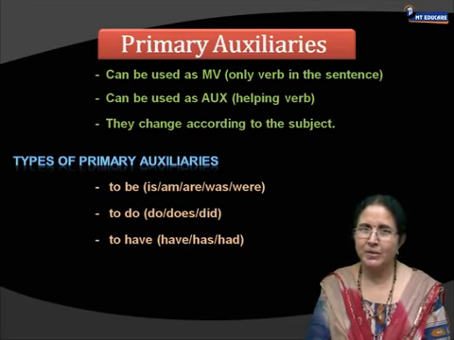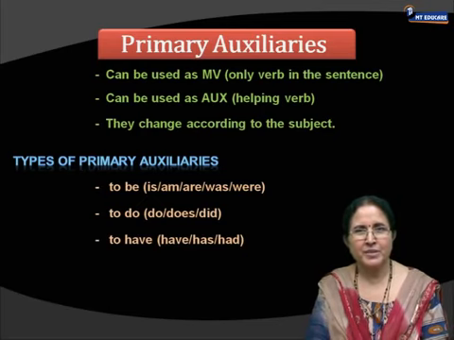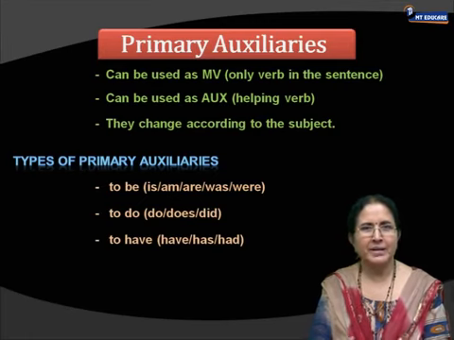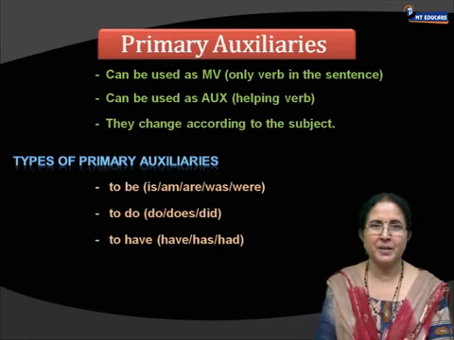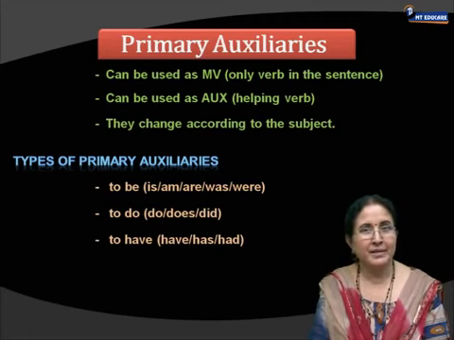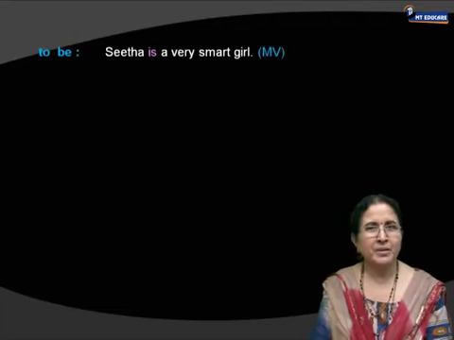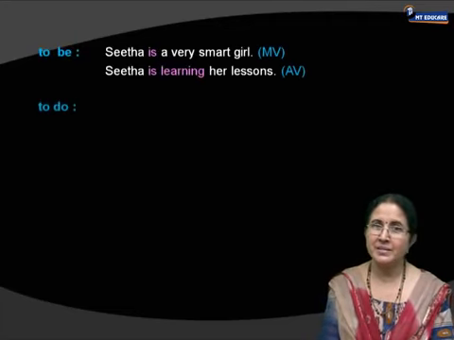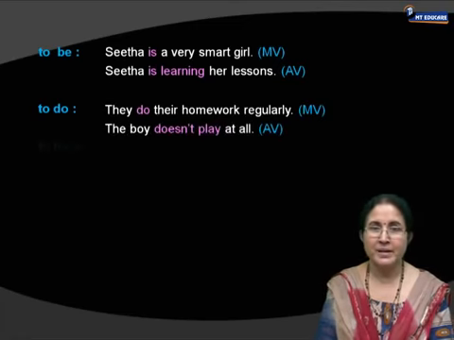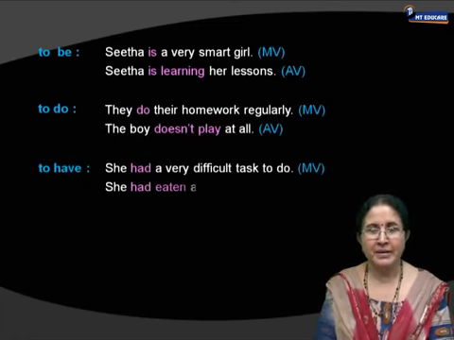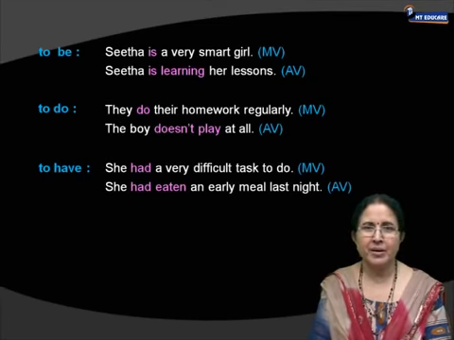Third, she had a very difficult task to do. She had eaten an early meal last night. So as you see here, first one main verb, second is auxiliary. Under to do, do is main verb, doesn't play is auxiliary. Under to have, had is main verb, and in had eaten, had becomes an auxiliary. So which are the auxiliaries here? In the first sentence, Sita is, because learning is the main verb. The boy doesn't play at all, doesn't is the auxiliary, play is the main verb. She had eaten an early meal, eaten is the main verb, had becomes an auxiliary.